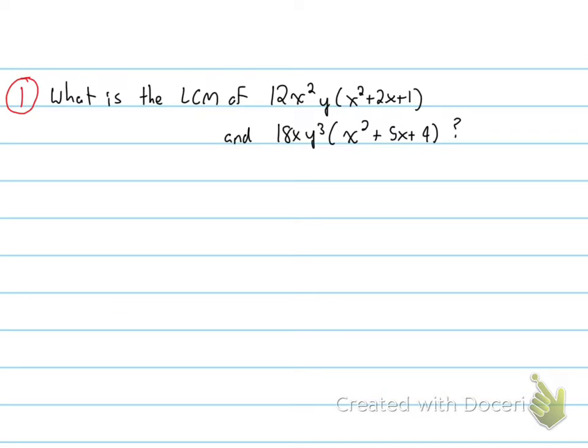So in this first example problem to warm up here, what is the LCM of this big long expression 12x squared times y times x squared plus 2x plus 1 and 18xy cubed times x squared plus 5x plus 4? So I'm finding, again, the least common multiple. Something that could be helpful with this is doing prime factorization, which I know it's been a while since we've done that. You could do that for the numbers, though.